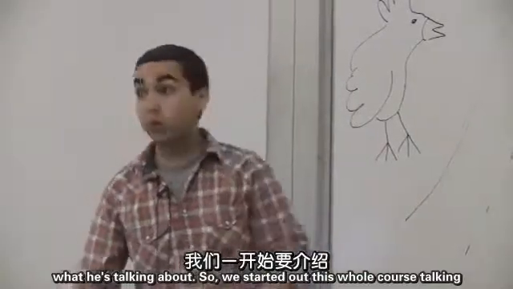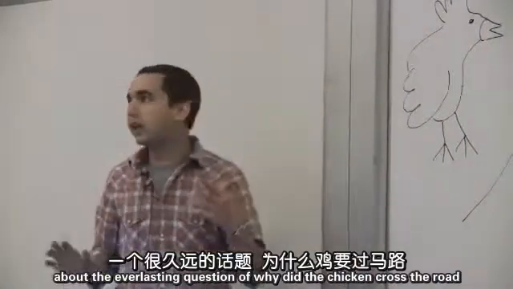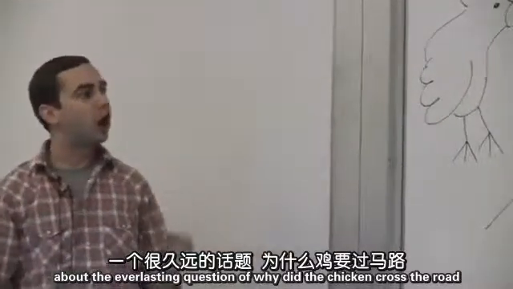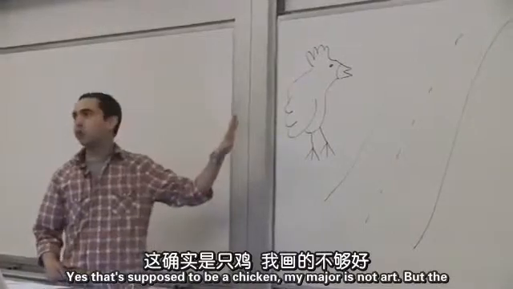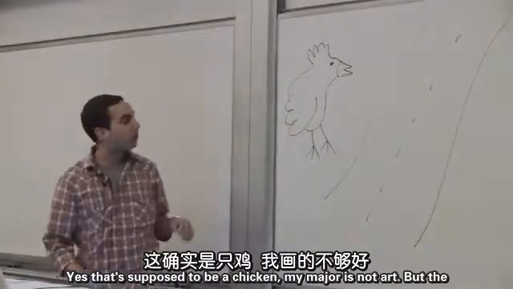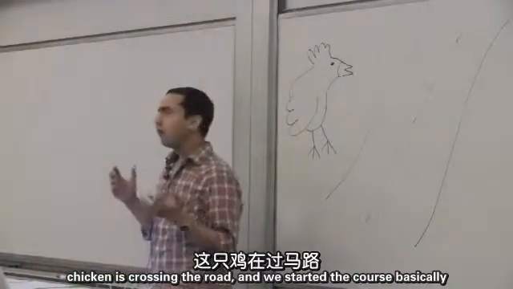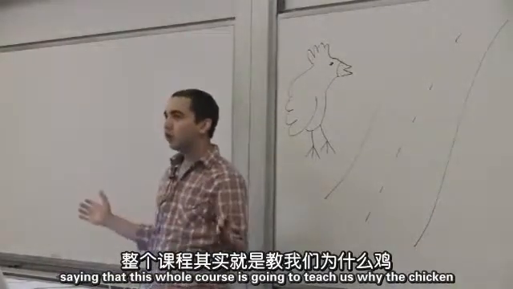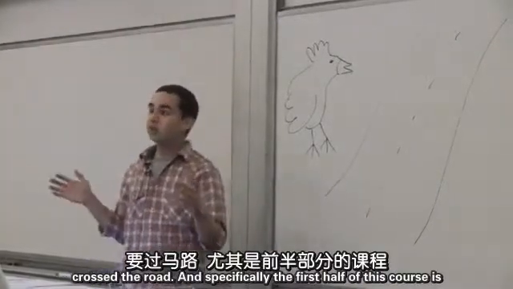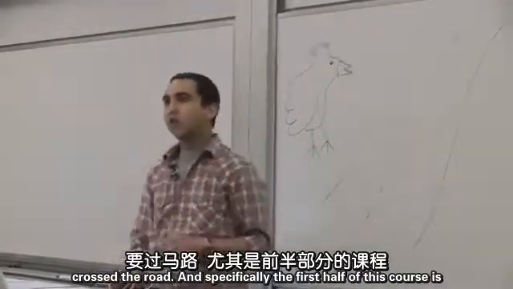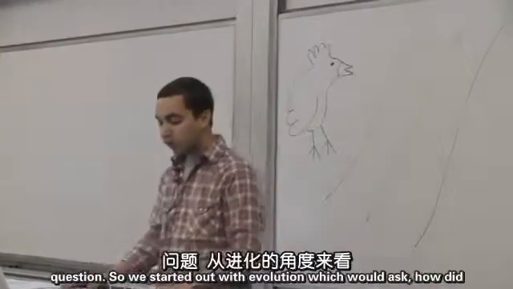So, we started out this whole course talking about the everlasting question of why did the chicken cross the road? Yes, that's supposed to be a chicken. My major is not art. But the chicken is crossing the road, and we started the course basically saying that this whole course is going to teach us why the chicken crossed the road. And specifically, the first half of this course is talking about the ways that different sciences have approached this question.